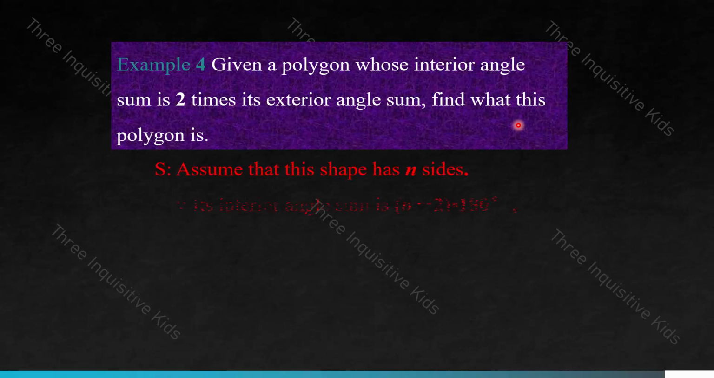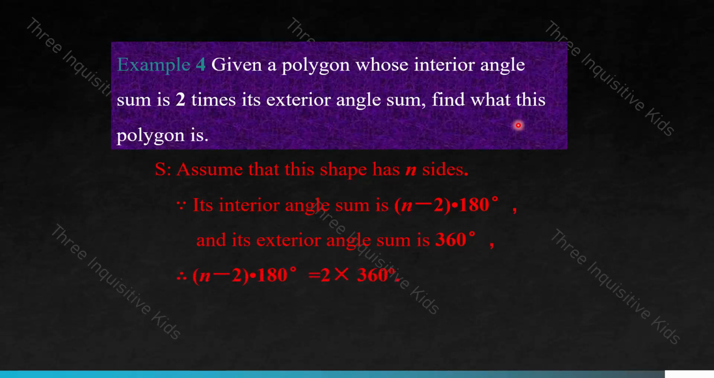Let's assume that this shape has n sides. Since its interior angle sum is (n minus 2) times 180 degrees, and its exterior angle sum is always going to be 360 degrees, we know that its interior angle sum, which is now replaced with its formula, is equal to 360 degrees times 2, because it says in the problem 2 times. Now all we have to do is solve for n, which is 6.